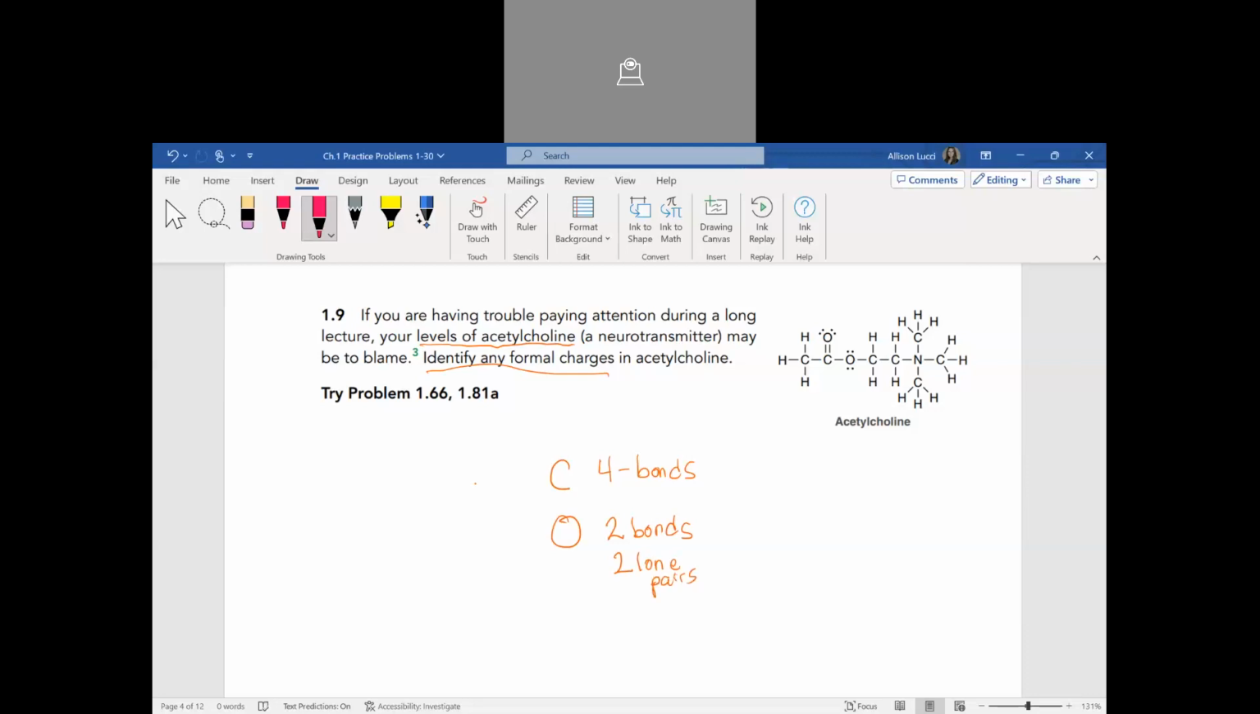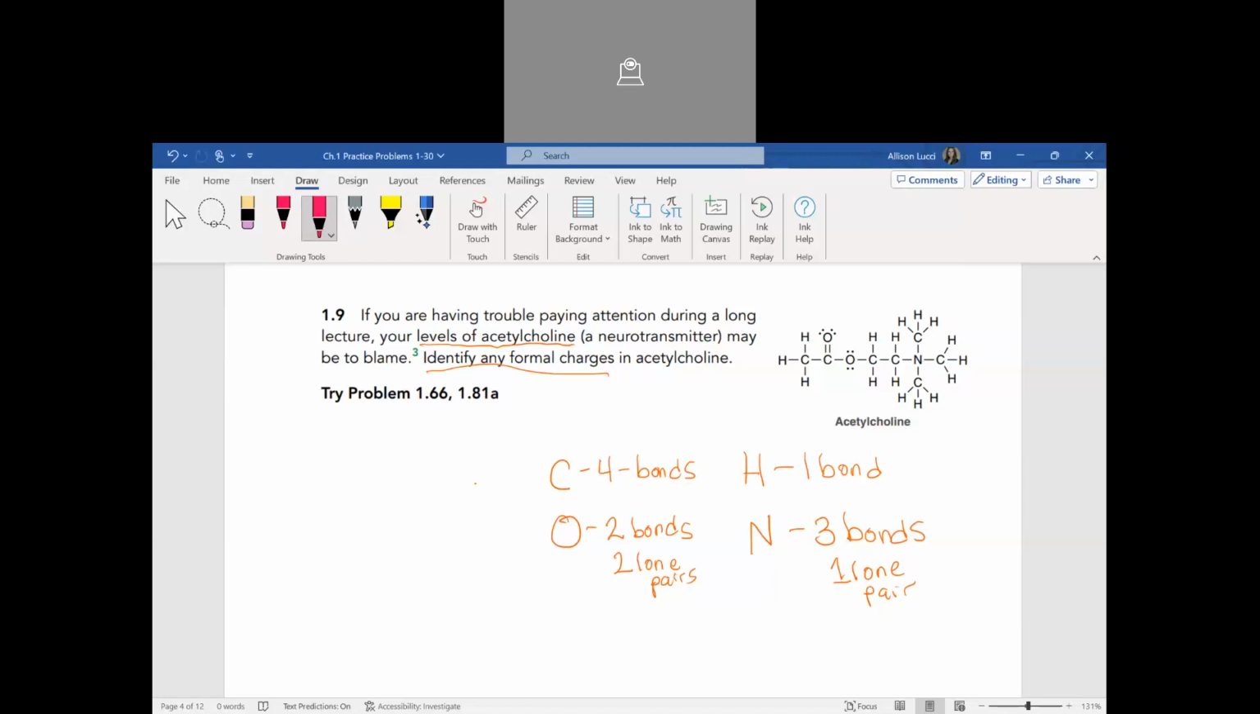And then we're going to look at hydrogen as well. As long as the hydrogen has 1 bond, we know that it's happy and neutral. And actually, we forgot nitrogen here. So nitrogen, we know, has 5 valence electrons. So usually, to be neutral, that would be 3 bonds and 1 lone pair. Okay. So these are our 4 atoms that are in this acetylcholine molecule.